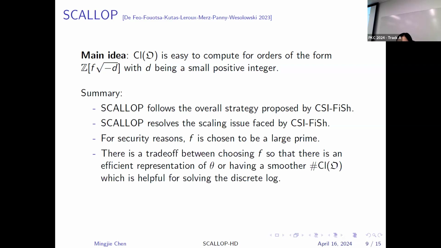There is a trade-off between choosing f so that there is an efficient representation of this endomorphism, or having a smoother class number, which is helpful for solving the discrete log problem. Because of this trade-off, SCALLOP still has its own scaling bottleneck. It favors having an efficient representation of theta, so they don't have much control over the class group size, which makes the discrete log problem take so long in their offline phase.